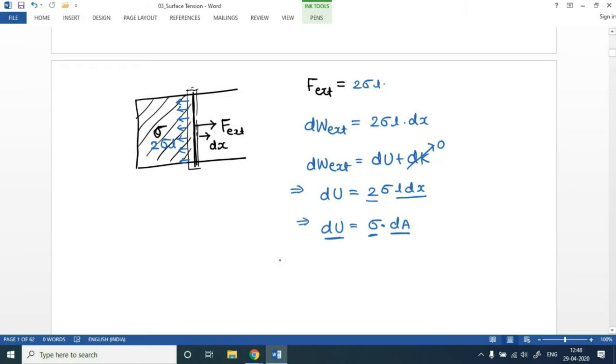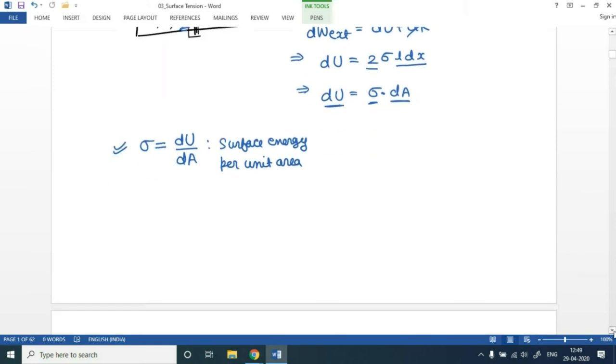And this gives an alternate way of defining the surface tension of the liquid, or having an expression in terms of energy for surface tension. This is simply dU by dA. So you can say surface tension can also be measured as surface energy per unit area, or the change in surface energy per unit change in surface area. Okay, whatever you want to say. So this is an alternate way of defining or measuring the surface tension of a liquid.